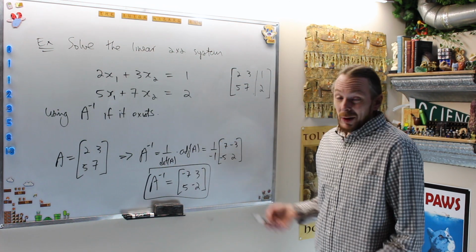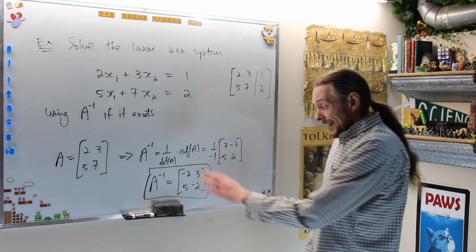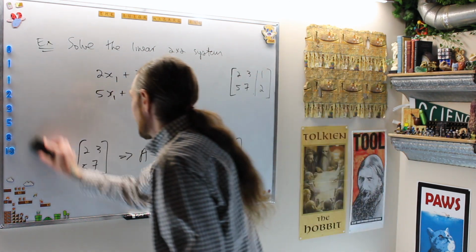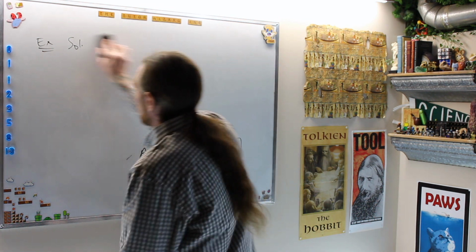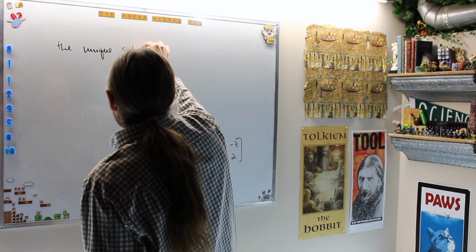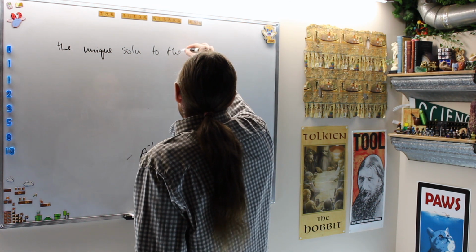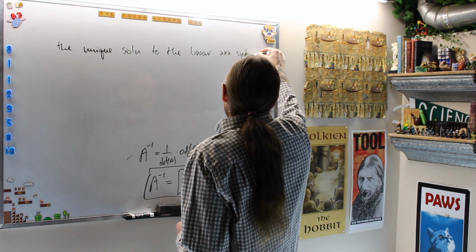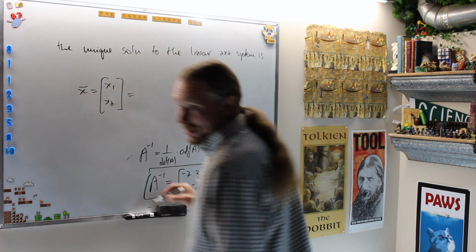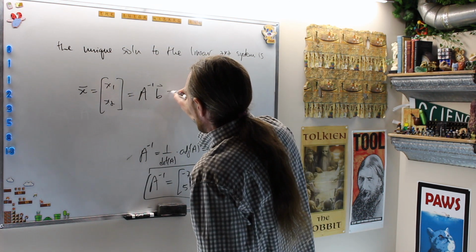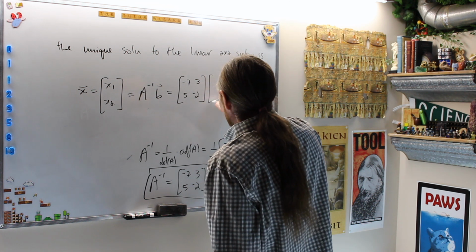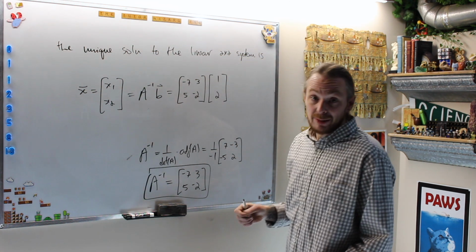Now I have the inverse, and we worked so hard to do that, and there's all the machinery I was just talking about. What am I going to actually do with that? I'm now going to solve my system this way. What does it say? The unique solution to the linear 2x2 system is x, which is x1, x2, equal to A inverse B, which is negative 7, 3, 5, negative 2 times 1, 2, the vector B.